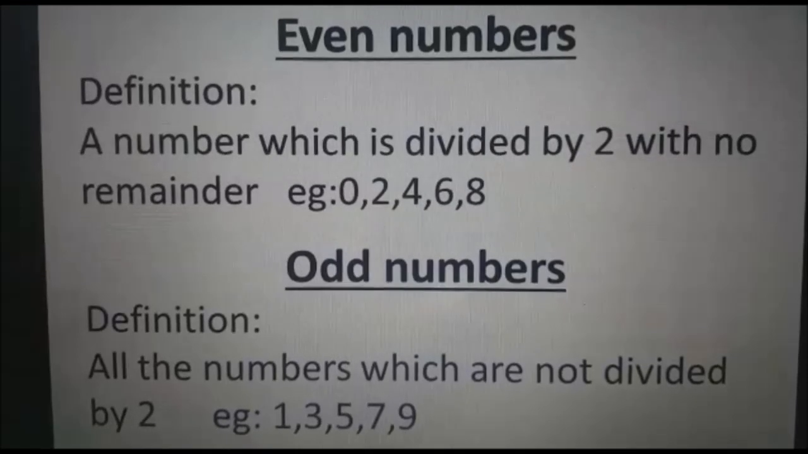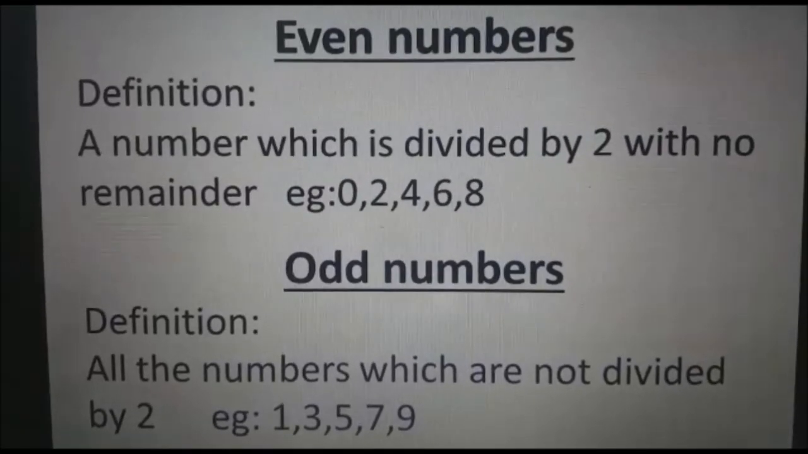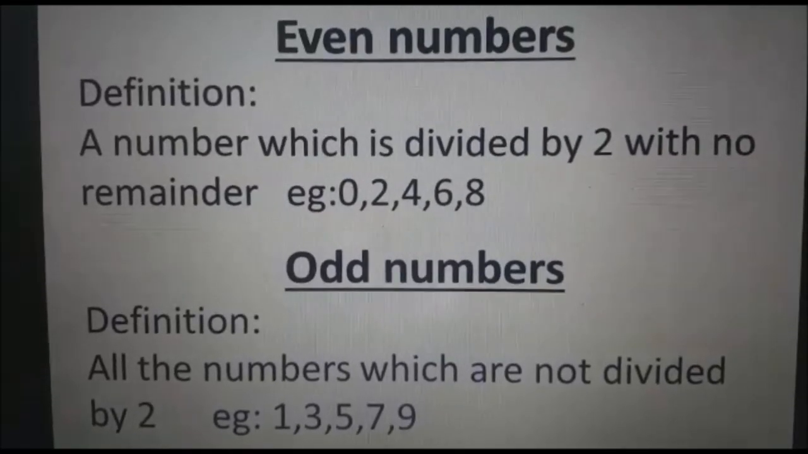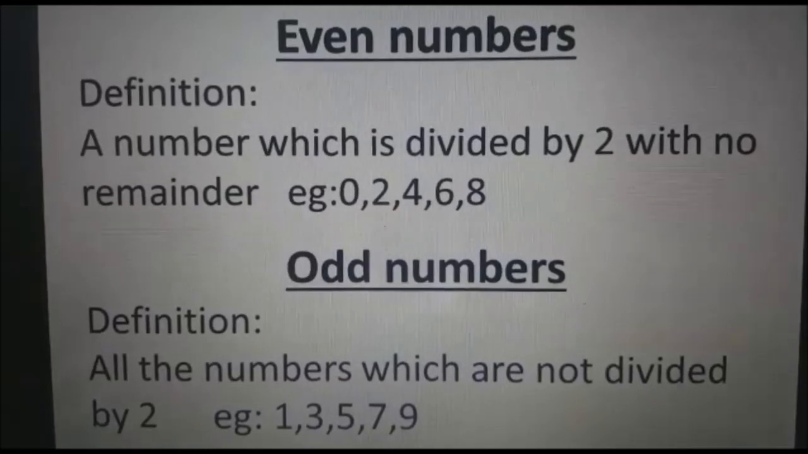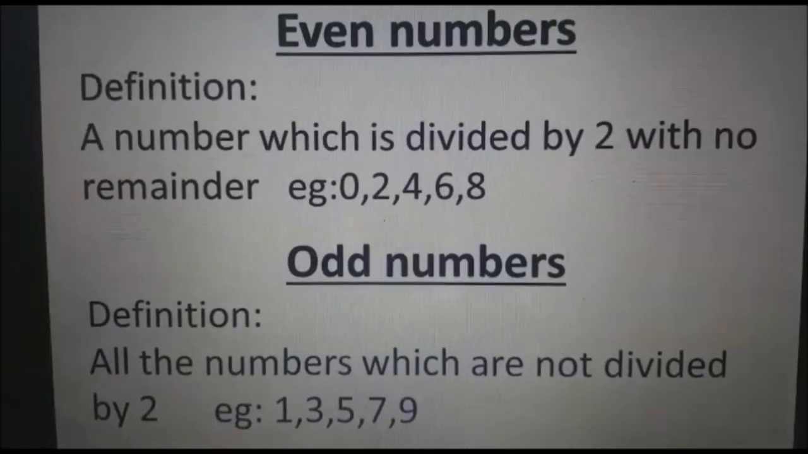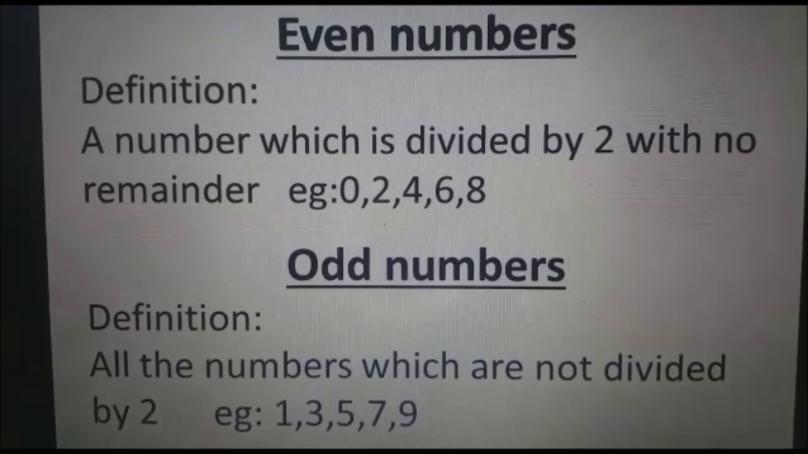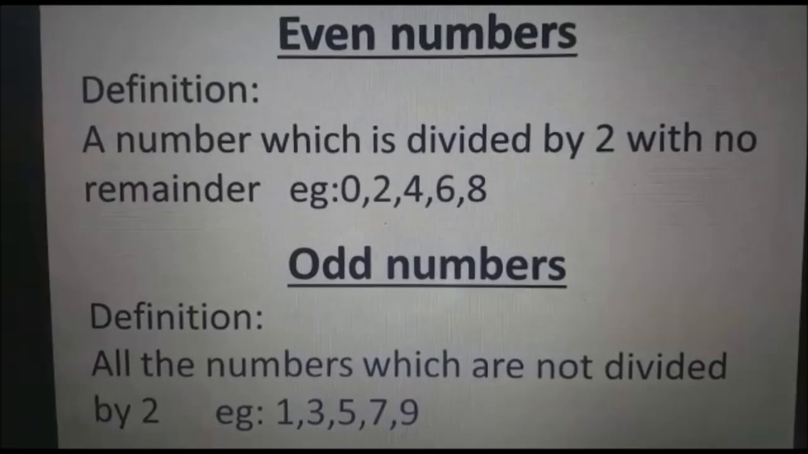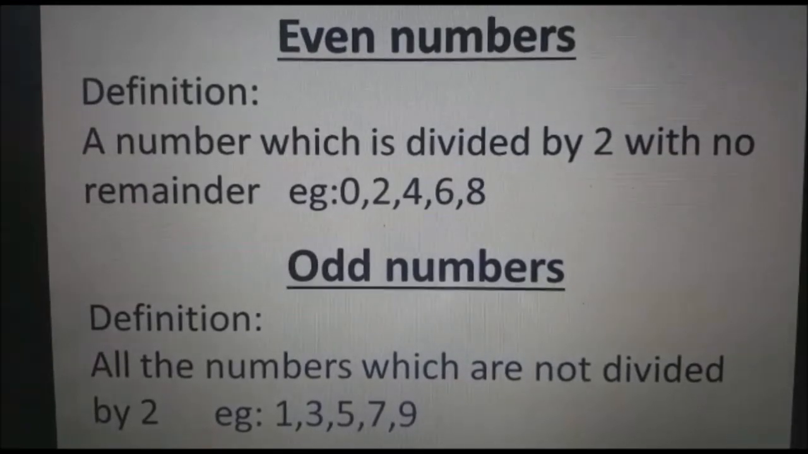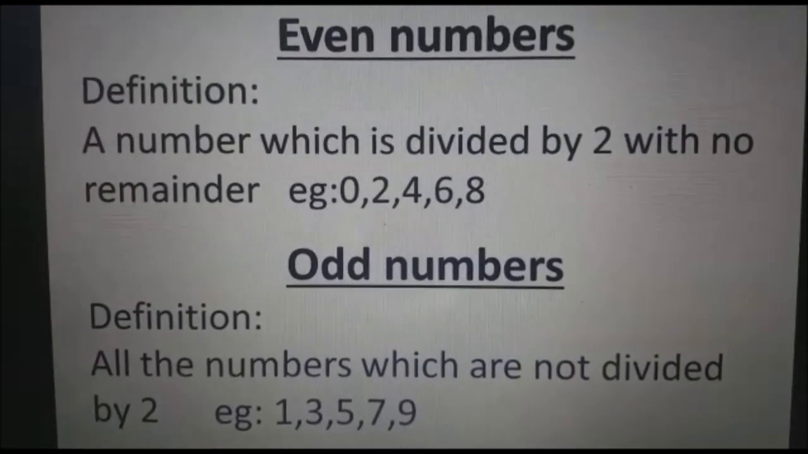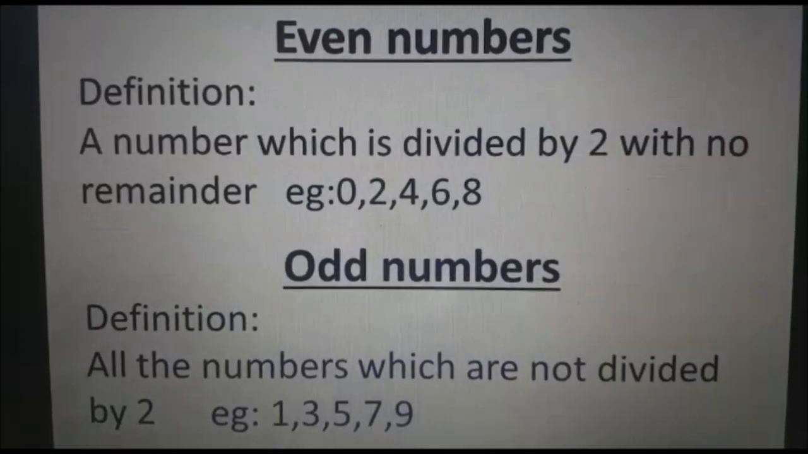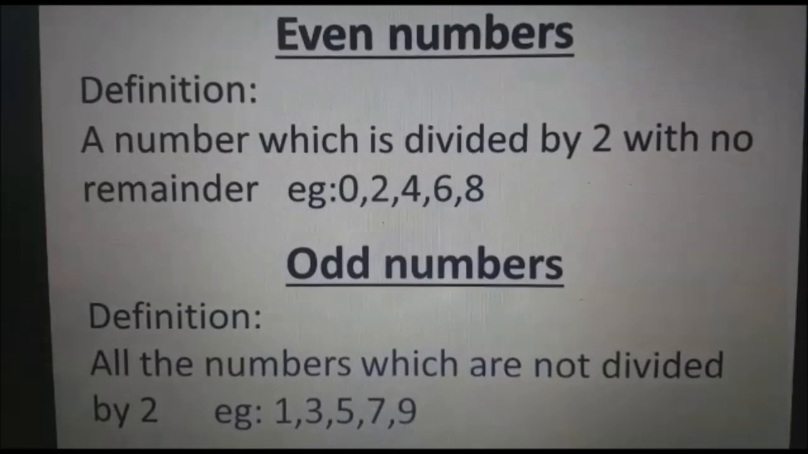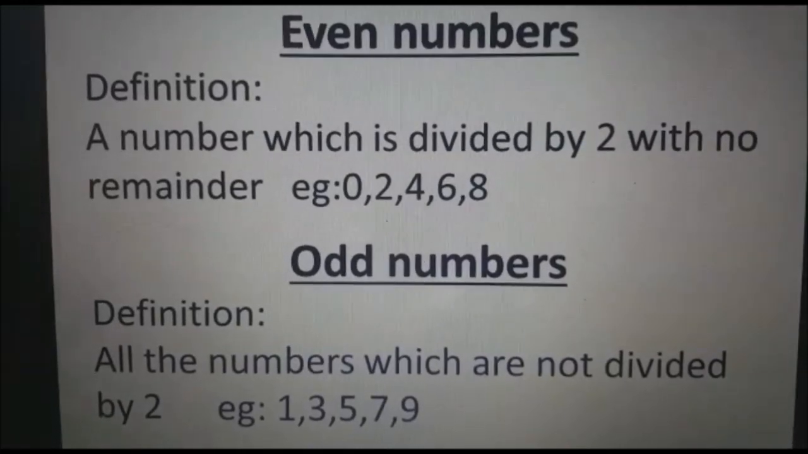Assalamu alaikum children. Our second topic is about even and odd numbers. Children, this topic you already did in your previous class. Today I will give you a quick review. Look at the definitions on your screen. Definition of even number: a number which is divided by 2 with no remainder is called an even number.